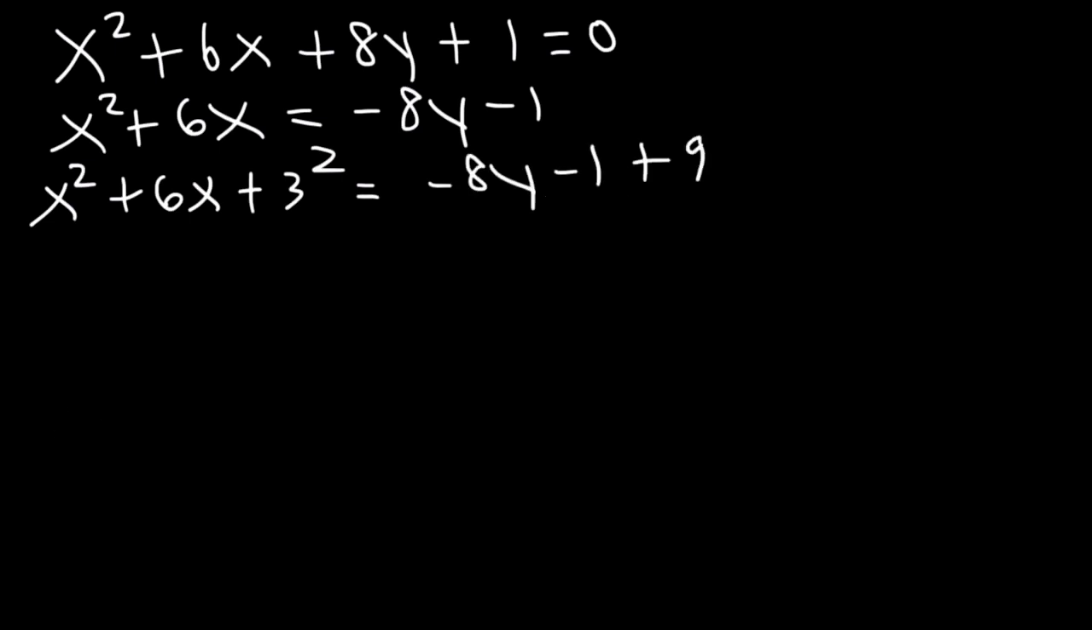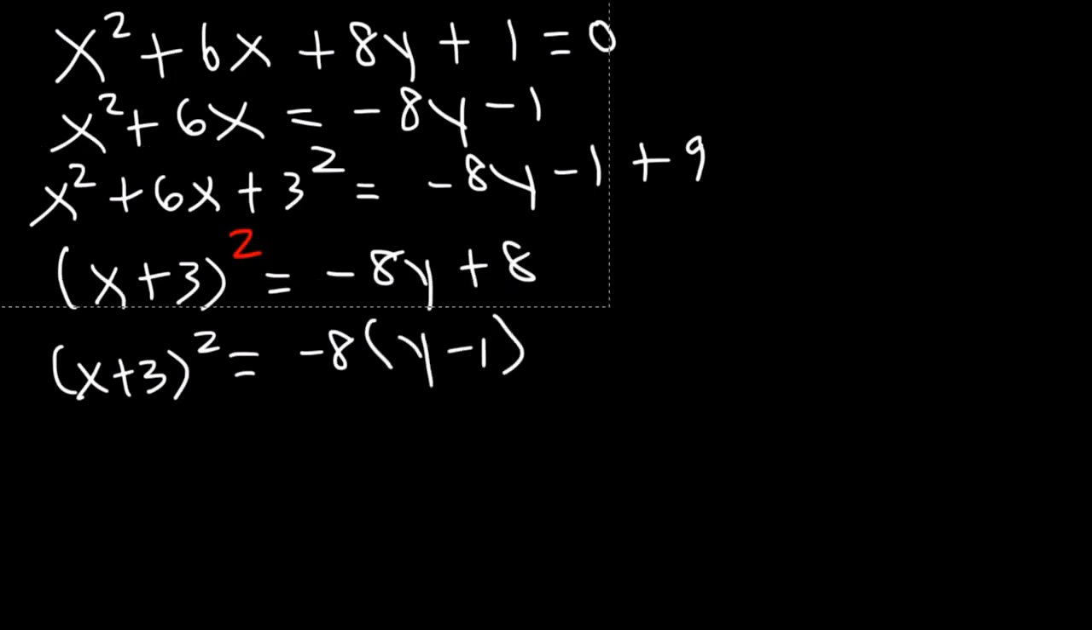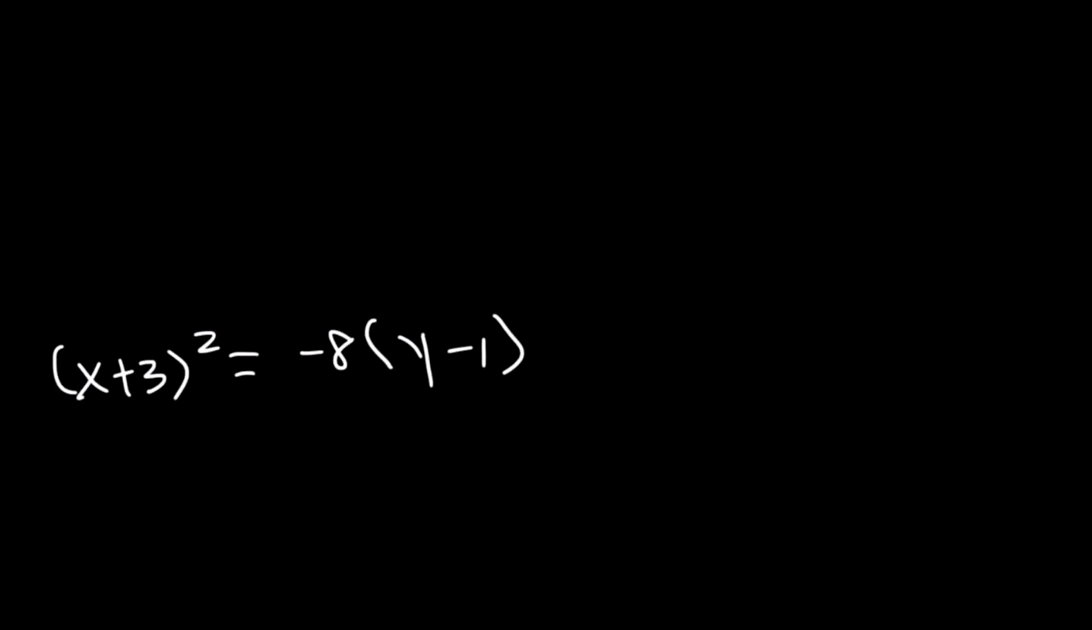And then let's factor. X squared plus 6x plus 9, 2 numbers that multiply to 9 but add to 6 are 3 and 3. So it's x plus 3 times x plus 3, which is the same as x plus 3 squared. -1 plus 9 is +8. So now what we're going to do is take out a -8, which is the GCF. So this is going to be y minus 1. So let's get rid of this stuff. So now we have the equation in standard form.